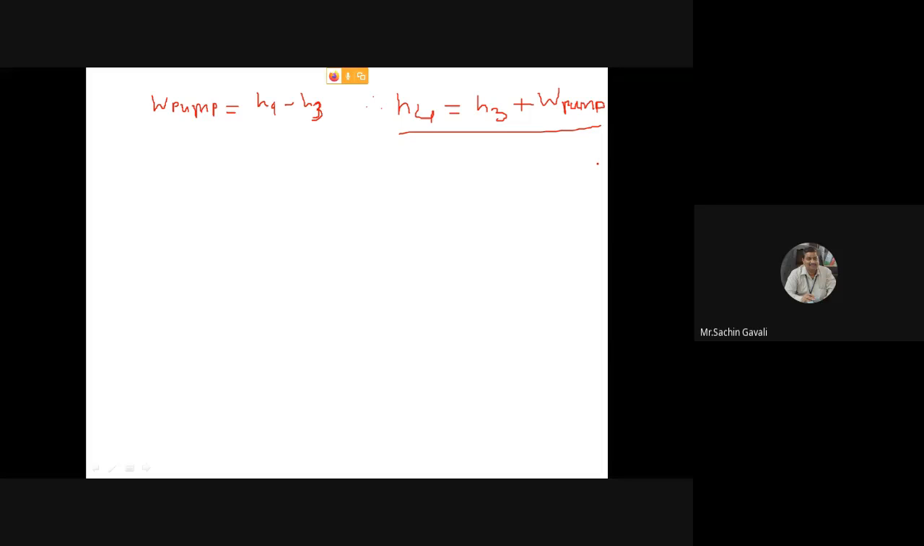Okay, underline this formula. H4 is equal to H3 plus W pump, because subcooled condition data is not available in the steam table. It is available from the liquid line to the vapor line, the wet or separator region, but not for the subcooled region. So H4 is equal to H3 plus W pump. But then how to calculate W pump? I will now give the formula. Everybody should know this formula.